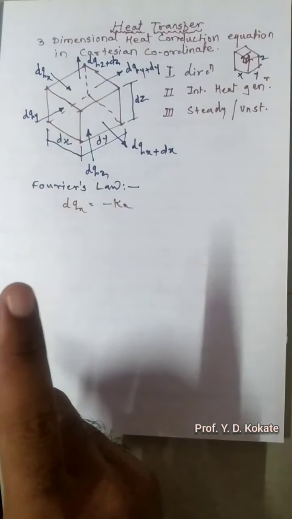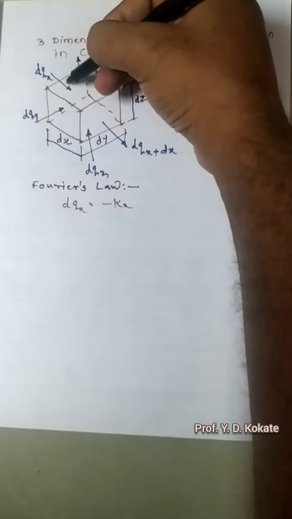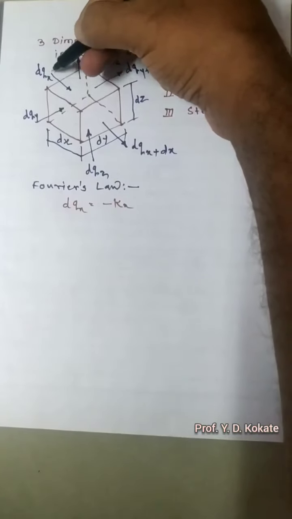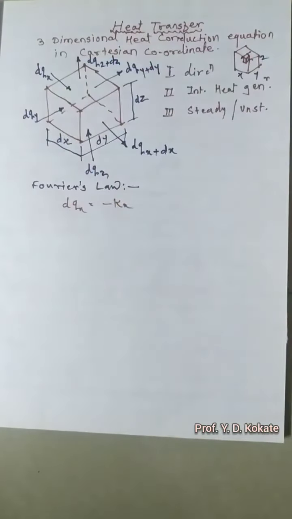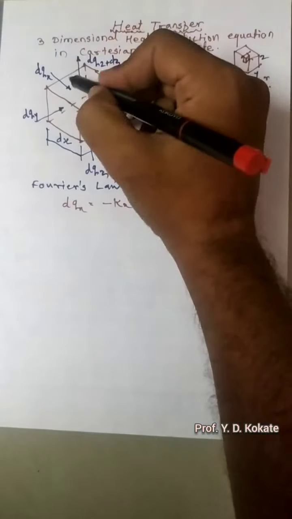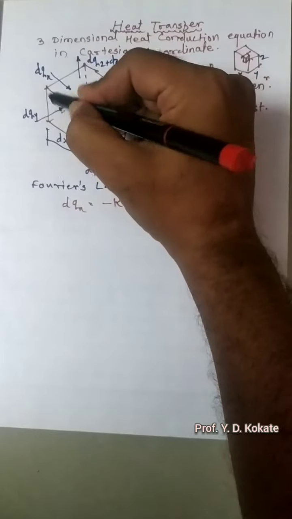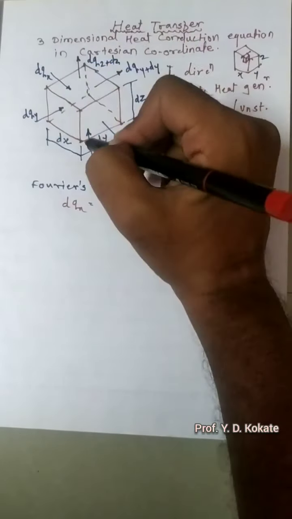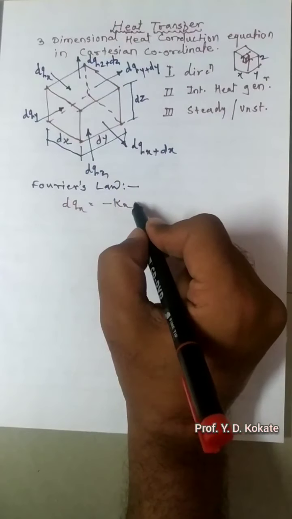Again here, when we apply Fourier's law, it is very important. This is the direction of the heat transfer for x direction. So what is the perpendicular area? Because we have already seen that the area which is perpendicular to the heat transfer, that we have to take. So which is the perpendicular area? dy and dz. So dy dz is our particular area.